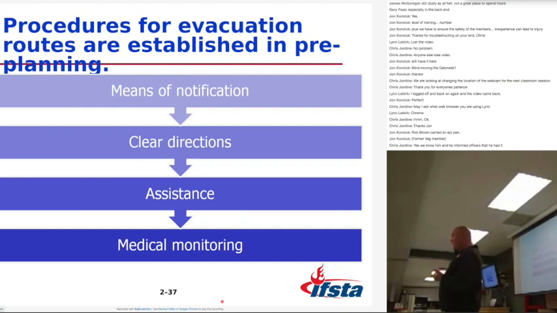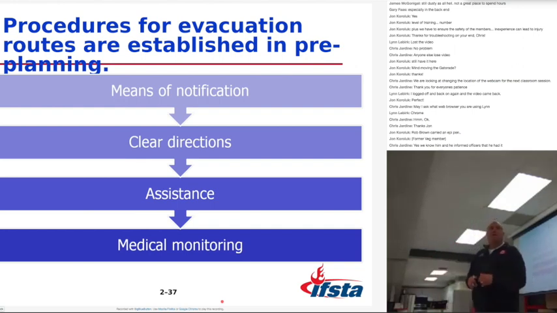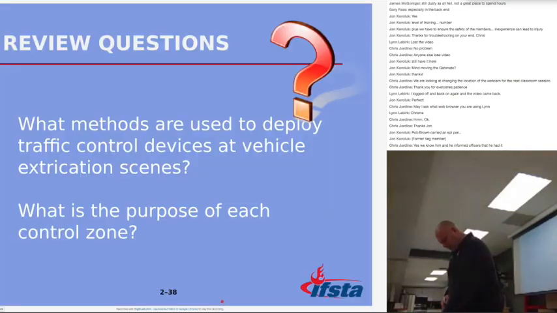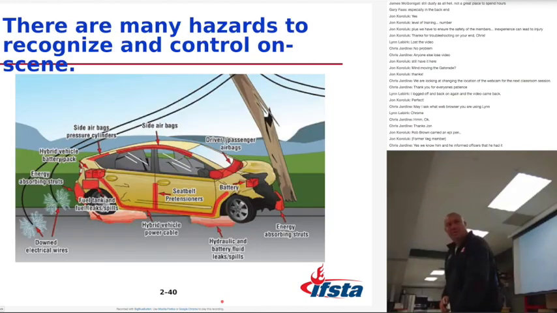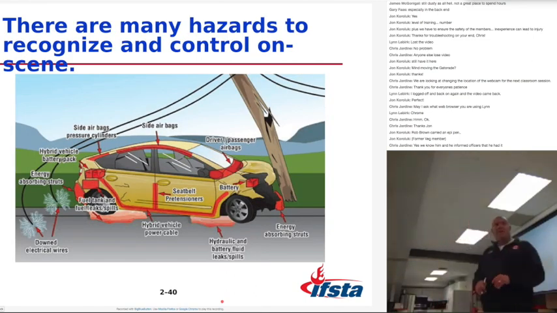Can we control every vehicle that comes down the road? No. Somebody might veer off, falling asleep, miss all our vehicles, come right through the ditch and slam in. Is it possible? Yeah. Has it happened before? Yes. We've heard about it. We've never encountered it. But again, next slide, and the next one. We'll go to the picture with the car. Next one. There are many hazards to recognize and control on scene.